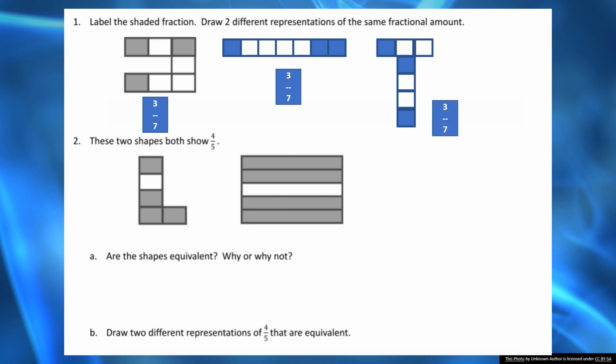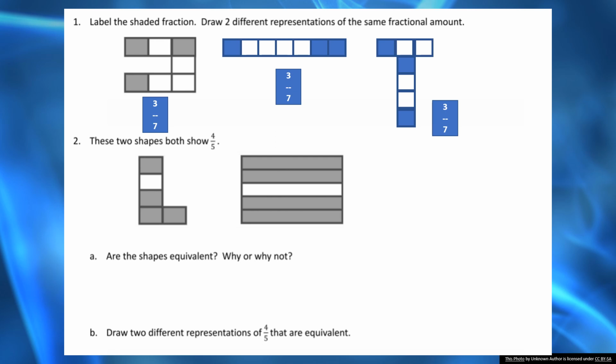Now, if you want to pause your video to try to make your models look like mine, then you're more than welcome to do so. If you want to make models that are different from mine, as long as they show 3/7, that's okay also. All right, let's take a look at number 2.